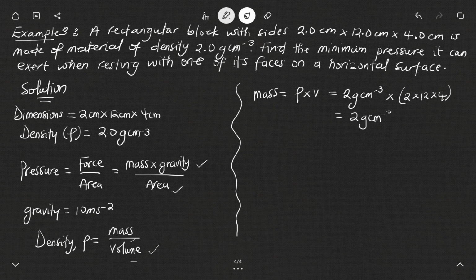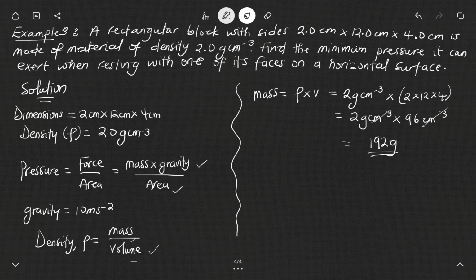I want us to look at something. Multiplied by 2 multiplied by 12 multiplied by 4 will give us 96 cm cube. Sorry, cm cube, not negative, just cm cube. So from here we realize that the cm cube over here will cancel the per cm cube over here. So we are left with 2 grams multiplied by 96, and that will give us 192 grams. So this is our mass.